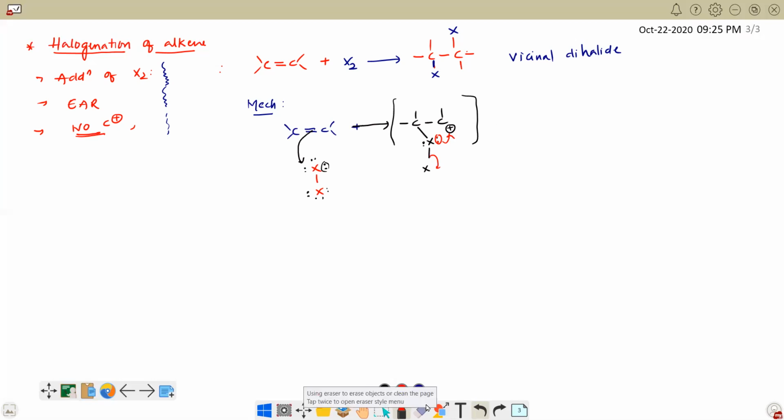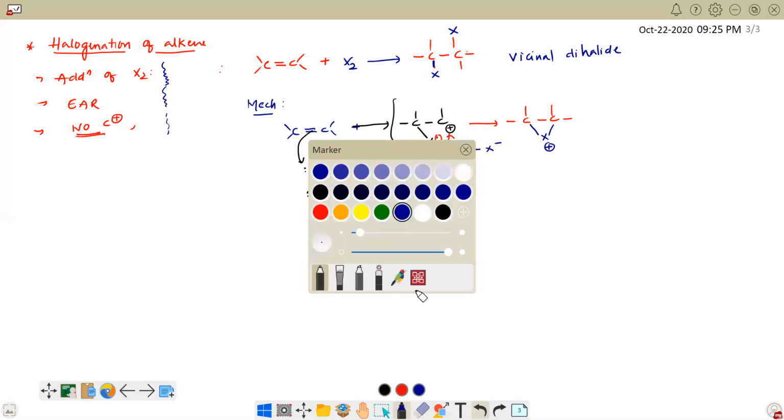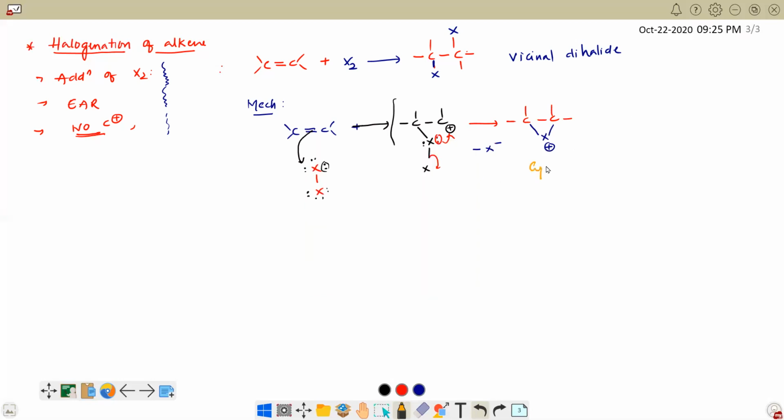What is the cyclic intermediate state? I write here. The cyclic intermediate state will be like this: this carbon, this carbon, and X with a plus charge, and X minus. So do remember, it is a cyclic halonium ion intermediate. Halonium ion. You know it?